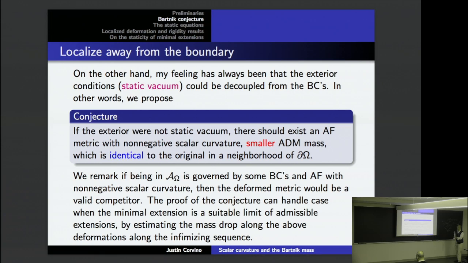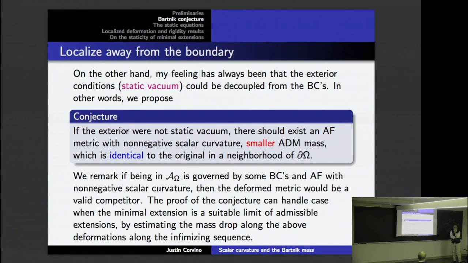All right. So that's a really elegant approach, and you might wonder why we need anything else. Well, I don't know if we do. Again, to handle the horizon case, the case where the boundary is minimal, you need something else because the conformal deformation drops the mean curvature. So my feeling has always been that you should be able to do the process localized away from the boundary. You should be able to do some deformation and communicate to infinity the mass, something about the mass here if it's not static, and then do something else to keep the geometry near the boundary fixed.